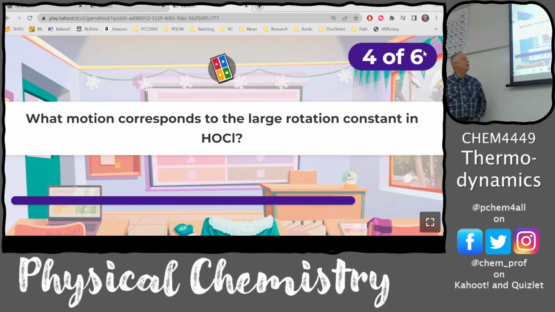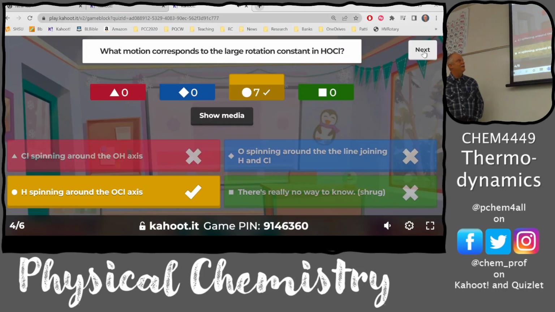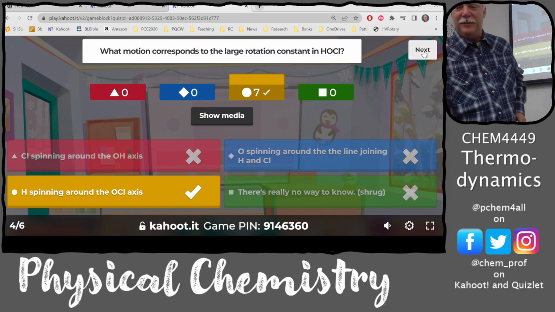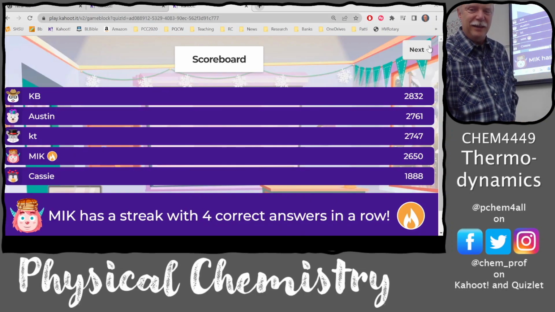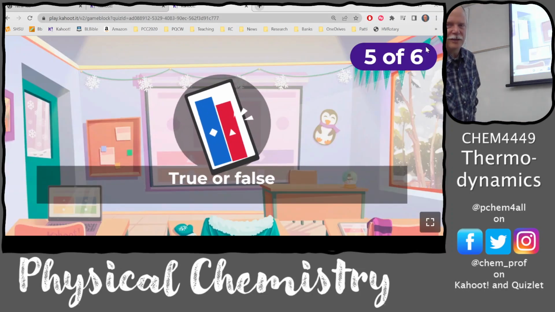What motion corresponds to the large rotational constant in HOCl? If I get a perfect score, I'm going to take a picture. Did we do it? Yeah, we did. All right, good. Got the results here. Grams, perfect score. All right, I missed Austin. I think we were behind the faucet. So there we go. 1, 2, 3. Nice, okay. Gotta hit 2 clicks every time, okay.